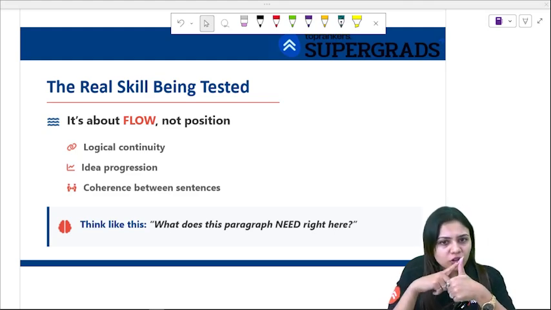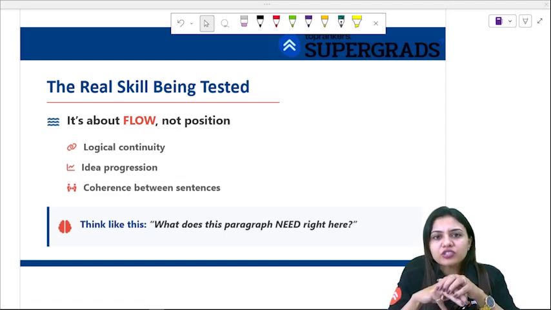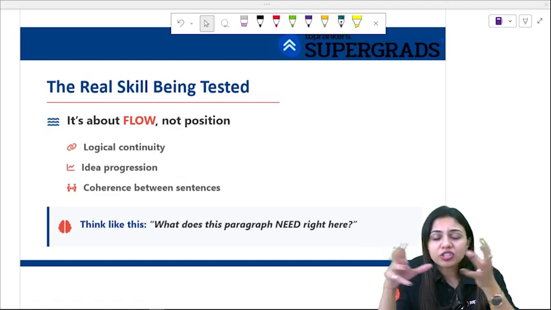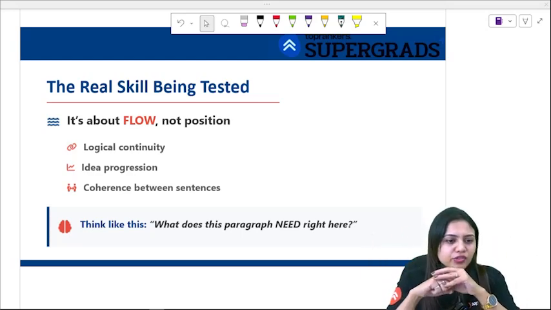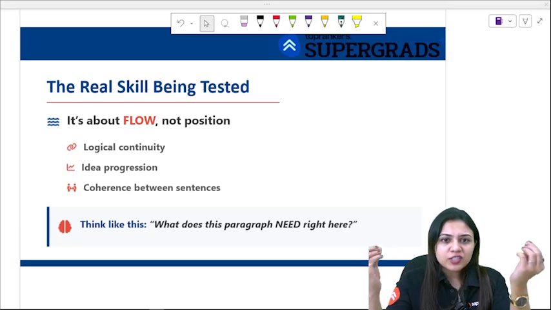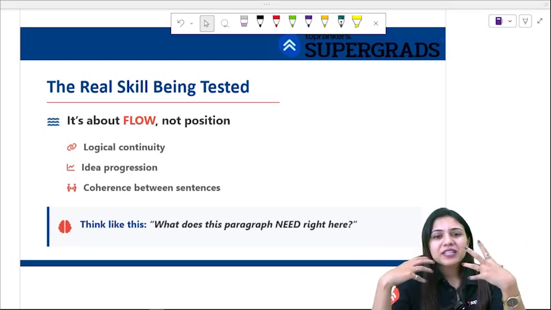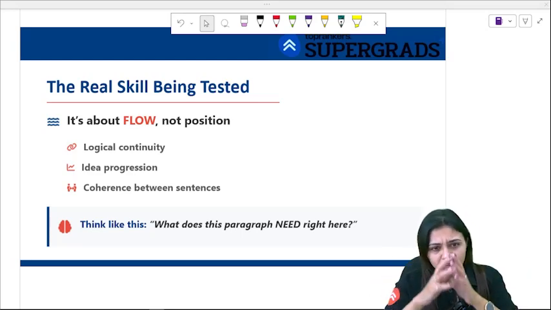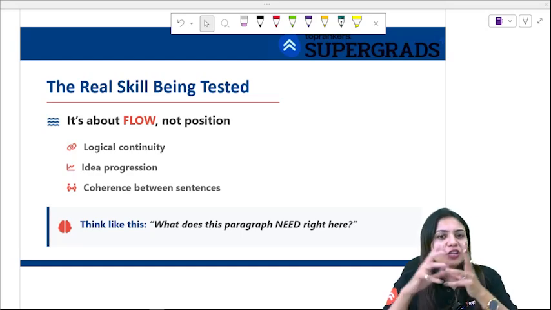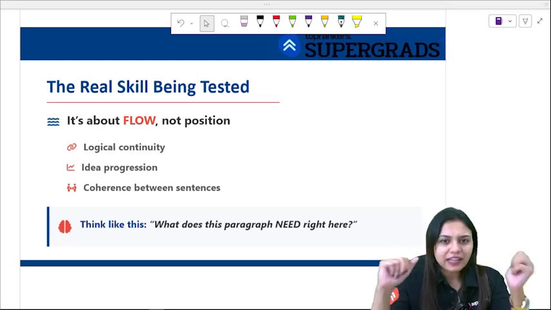Okay, so it should follow logical continuity first. The idea progression should be sound and seamless. It should not look like something has been deliberately put there just to finish the sentence. It should look very much one with the scenery of the passage. And there should be a very tight coherence between the sentences. Okay, there should not be something abrupt. Abrupt basically means something that does not really fit into the idea of the passage. Okay, you need to think like a detective and you need to ask yourself the question, what does this paragraph need right here? What is the missing link basically?